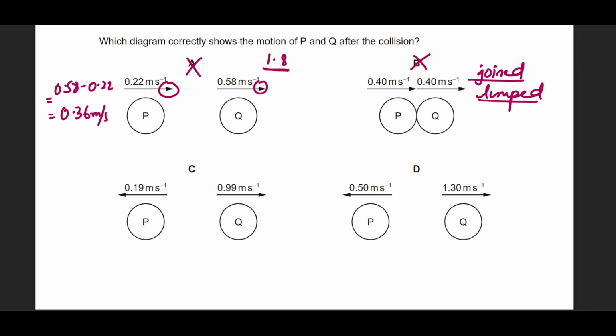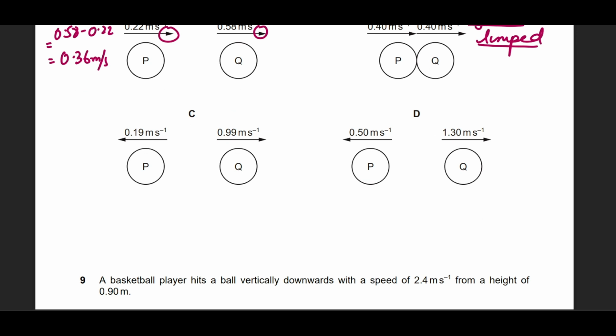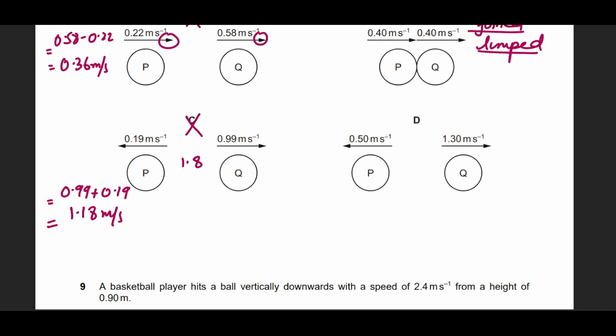I should get 1.8. Option C, they're opposite to one another, so they will be added together. So this will be 0.99 plus 0.19. Mental math tells me that this answer, even added together, will still not be good enough to make 1.8 after addition. So that is what we get, 1.18 meters per second. This is also incorrect. Let's move to option D. First, we try the relative speed rule. We see that they're opposite to each other. They're moving opposite, so we'll be adding the velocities, which will be 0.5 plus 1.3, which is 1.8 meters per second. According to the relative speed rule, this is the correct answer.